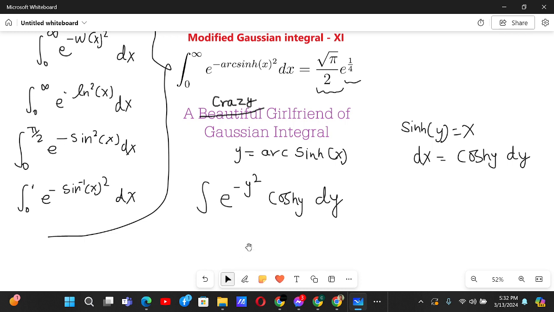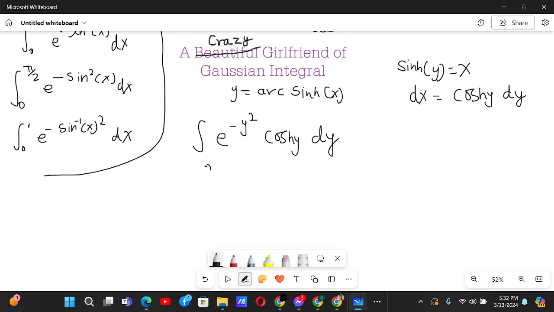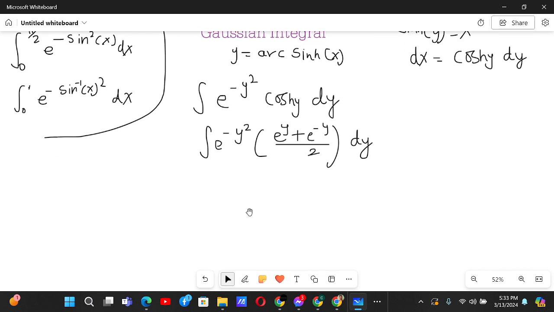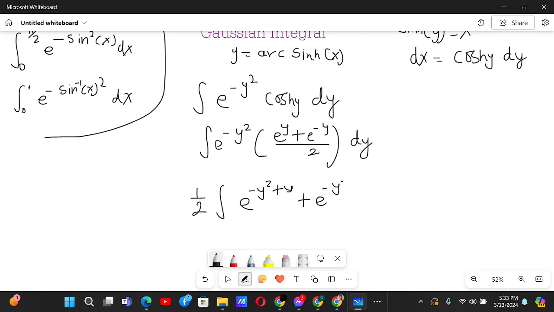Now after this we can use the definition of cosh y. e to the power minus y squared, and cosh y is e to the power y plus e to the power minus y, over 2. Since it's y, I should have written y over here, I'm sorry. So 1 by 2 integral of e to the power minus y squared plus y, plus e to the power minus y squared minus y, dy.